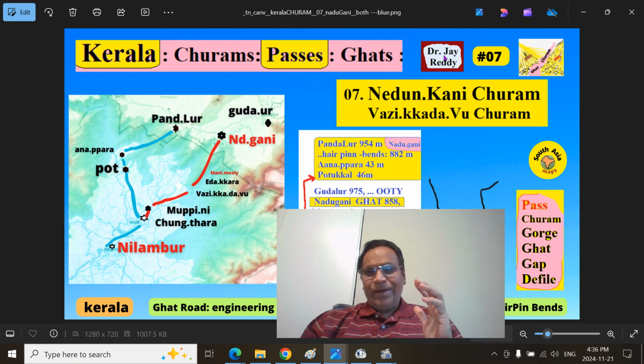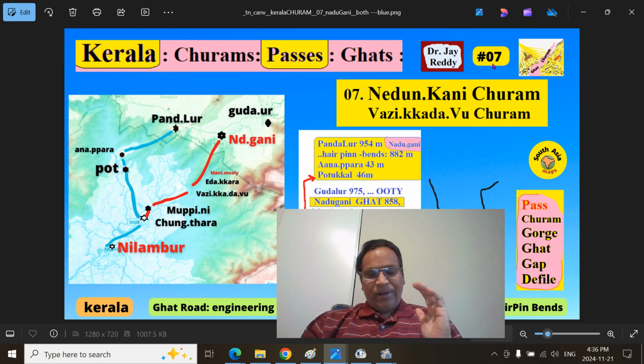Mitrulara, we are continuing our Kerala series: Kerala Churams, Kerala passes, Ghat regions. That is the pass or a Churam or a gorge or a Ghat section, Ghat roads, gaps or defiles. In this series we are in part 7.